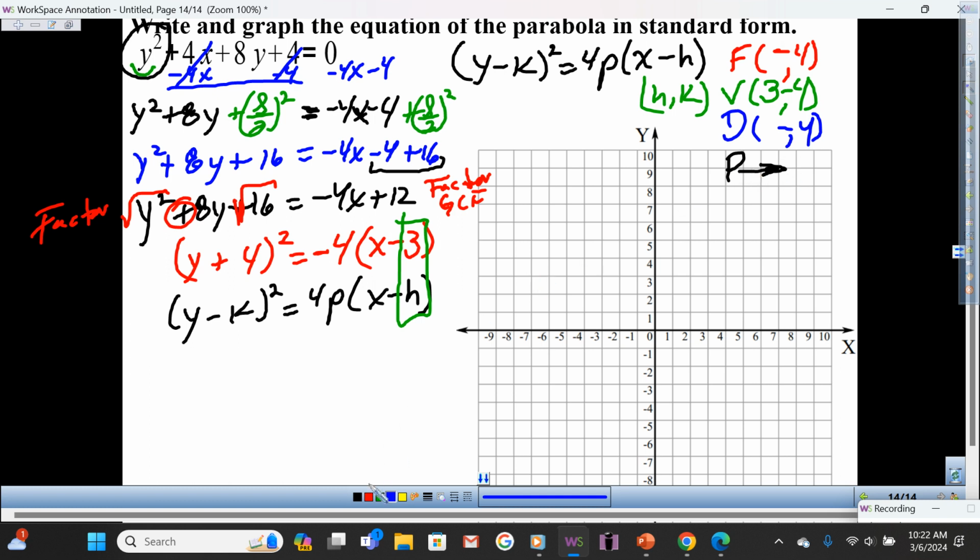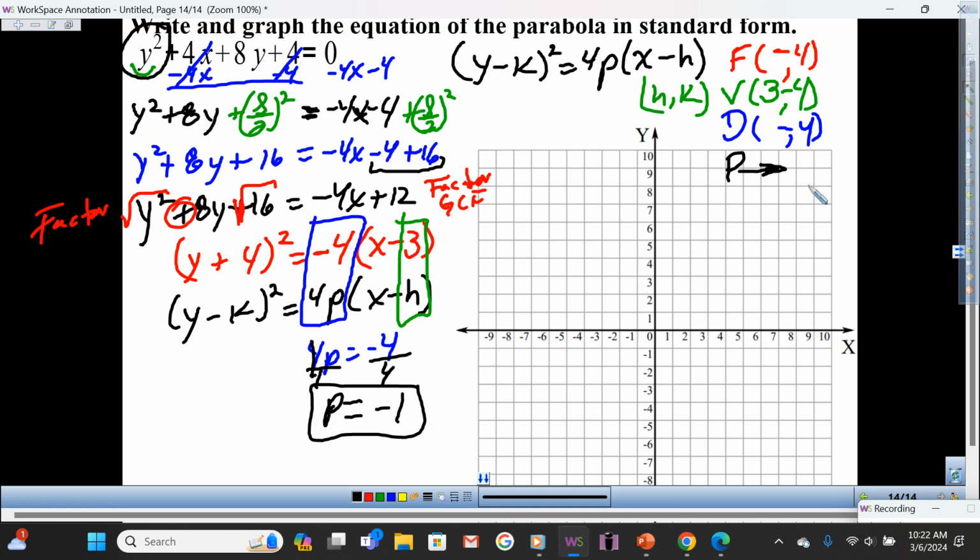P. So we look down here, look up. Here it is. Box this and make an equation. 4p equals negative 4. And then we solve for p. Divide by 4, divide by 4. P equals negative 1.